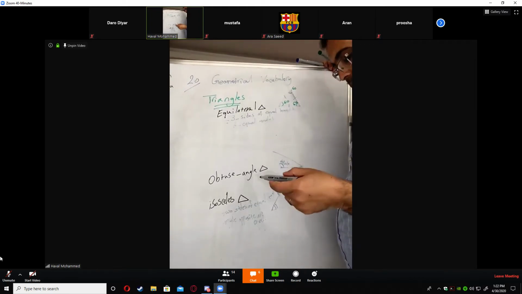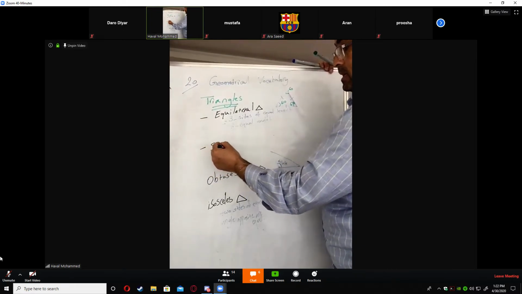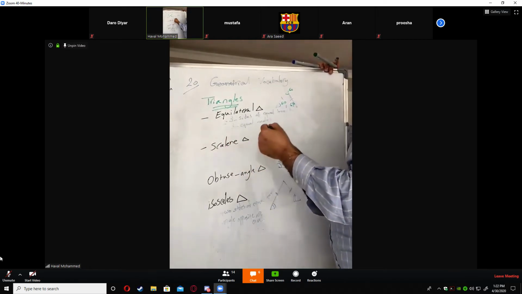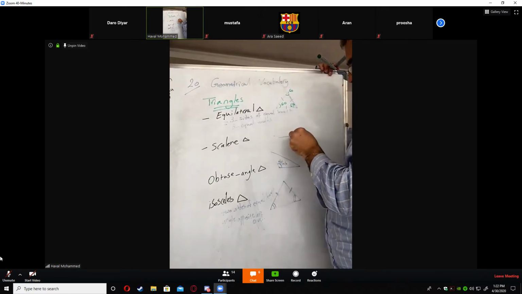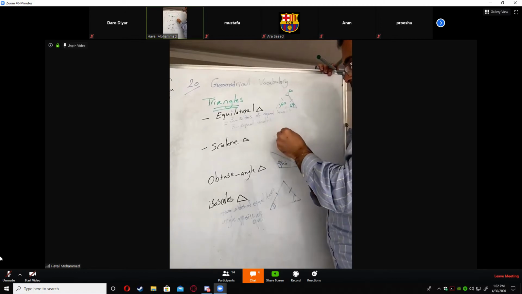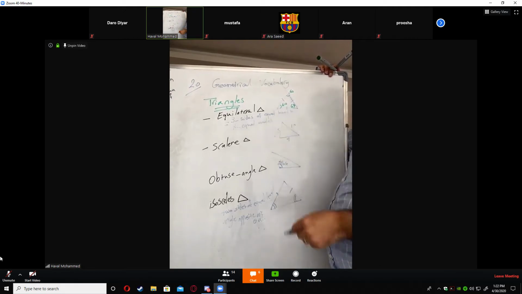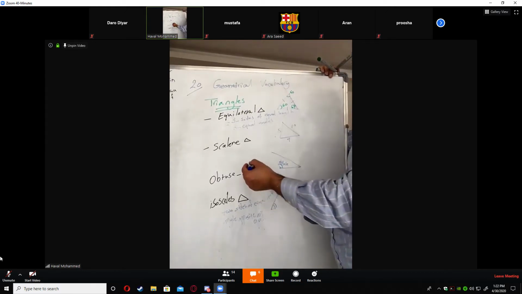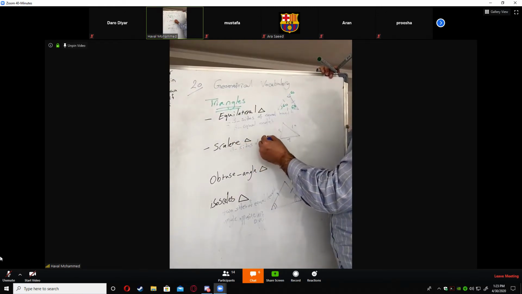And the last one is the scalene triangle. In this one all the sides are different, all the angles are different. For example, something like this, maybe this is 10, this is 9, this is 8. Can you see? That's why it says a scalene triangle has 3 sides of different lengths.